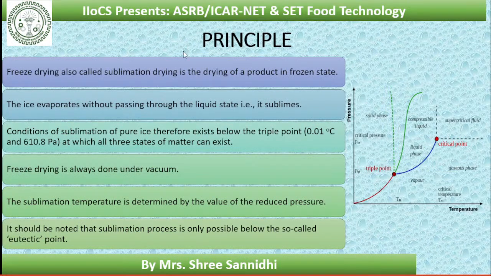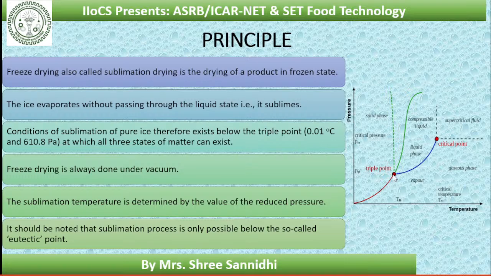Let us see the principle behind freeze drying. Freeze drying, also called as sublimation drying or lyophilization, is the drying of a product in frozen state. The ice evaporates without passing through the liquid state, that is, it sublimes. So what is basically sublimation? The conversion of solid phase of water directly into vapor phase, skipping the liquid phase. Conditions of sublimation of pure ice therefore exist below the triple point.